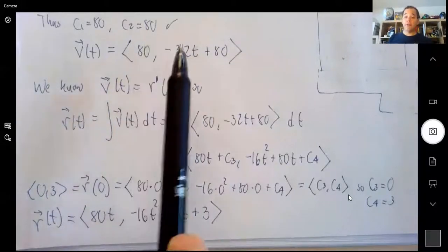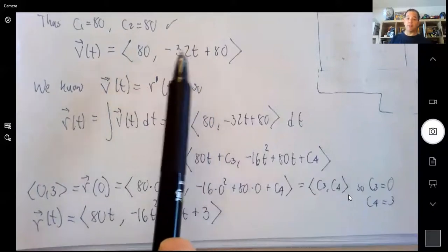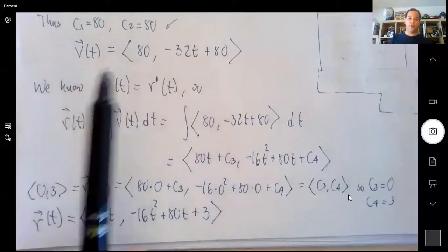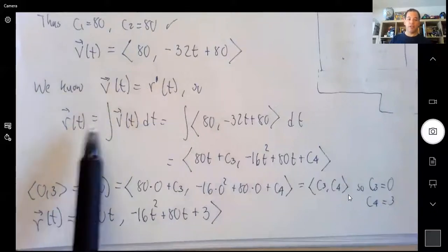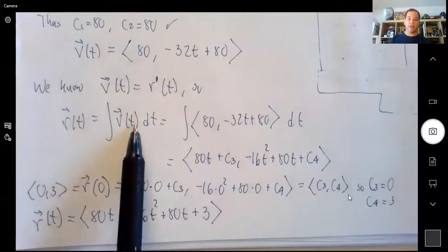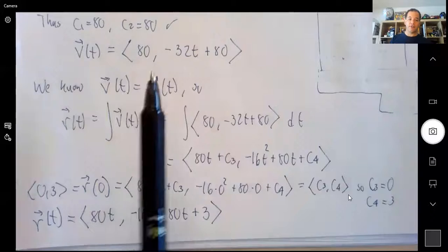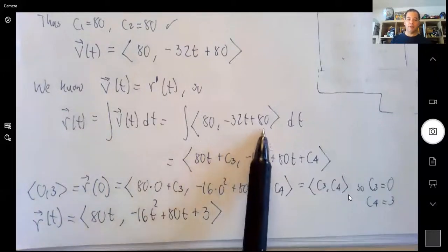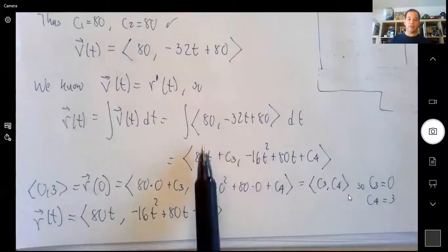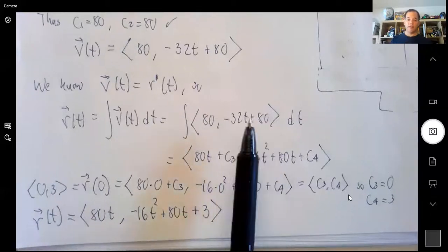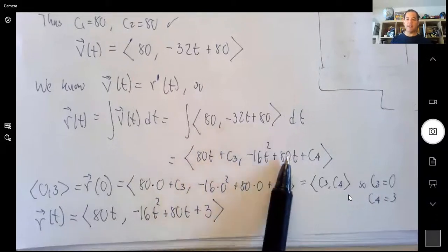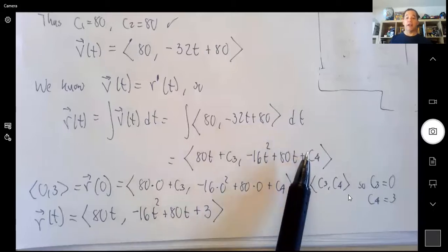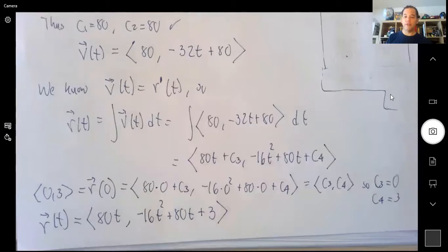Now, to keep going, to find out the position of the ball, we note that the velocity is the derivative of the position. So to figure out the position, we need to integrate the velocity. And the velocity is this vector over here, 80, negative 32t plus 80. And we integrate it, so we get 80t plus some constant. The integral of negative 32t is negative 16t squared. The integral of 80 is 80t, and then plus another constant. Again, to figure out what the constants are, we use the initial conditions.